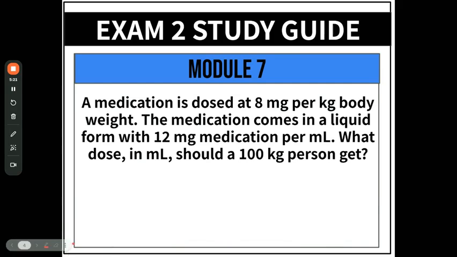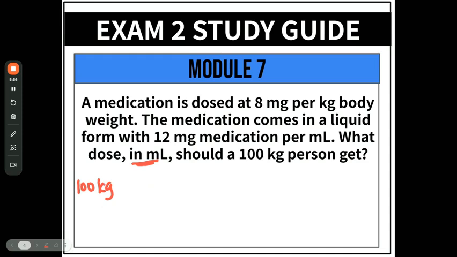Alright, a medication is dosed at 8 milligrams per kilogram of body weight. The medication comes in a liquid form with 12 milligrams of medication per milliliter. What dose in milliliters should a 100 kilogram person get? Okay, so for this one, we're going to start with how much the person weighs. So let's start with 100 kilograms. And we want to know what dose. So our answer should be in milliliters.